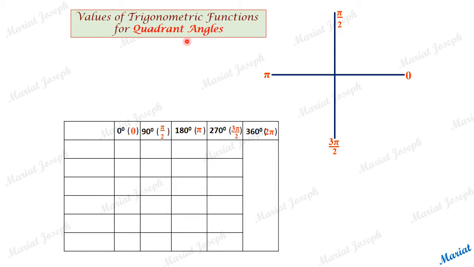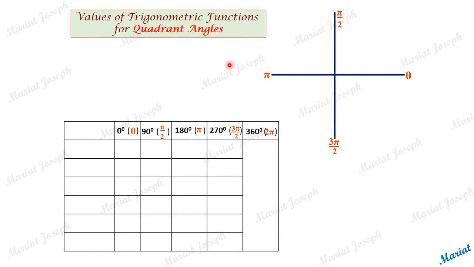What are quadrant angles? They are 0 degree, 90 degree, 180 degree, 270 degree and 360 degree. In radians, they are 0 radian, pi by 2 radian, pi radian, 3 pi by 2 radian and 2 pi radian. They are called quadrant angles because their terminal sides lie along the axis.